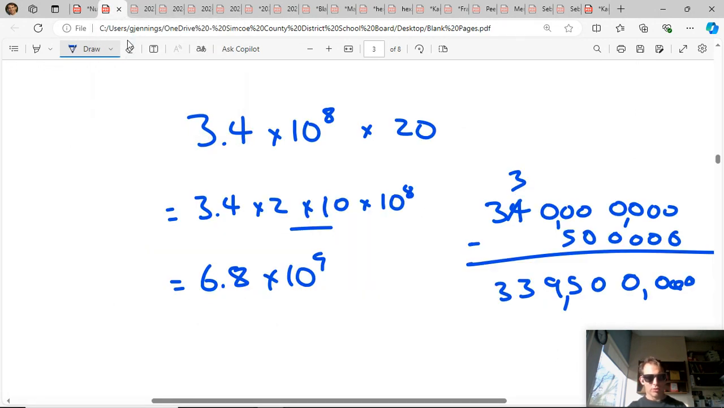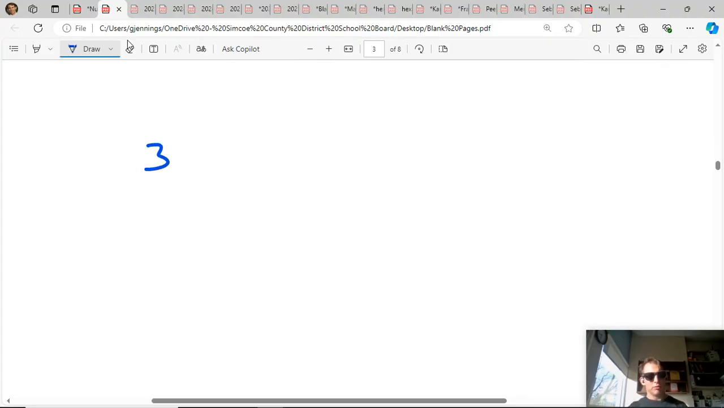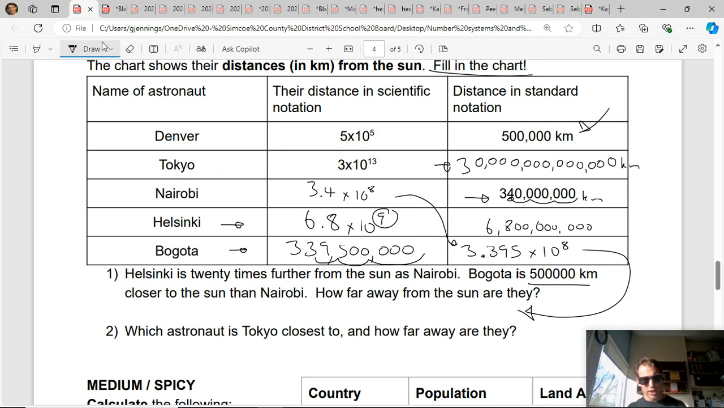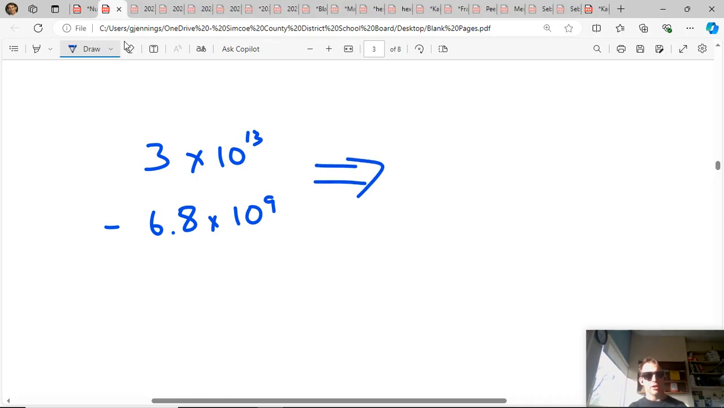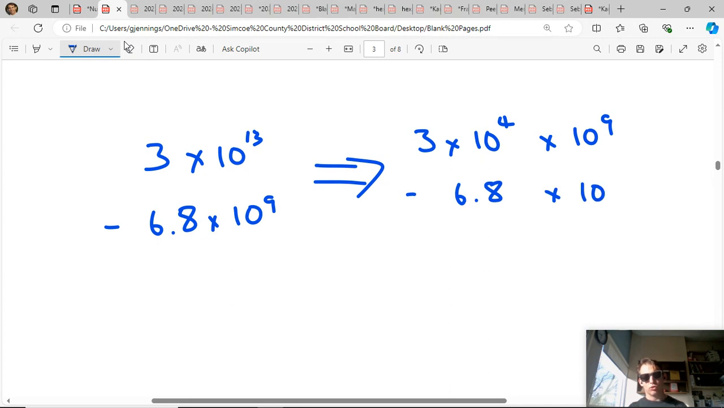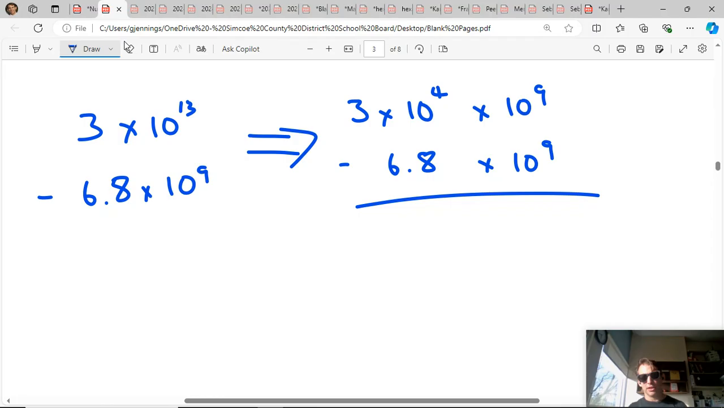Okay, so I'm going to go on my scratch paper. 3 times 10 to the 13 minus 6.8 times 10 to the 9. Okay, this whole thing could be written like this: 3 times 10 to the 4 times 10 to the 9 minus 6.8 times 10 to the 9. I made this question up a few years ago, okay? Forgive me. I wouldn't play it this way anymore.